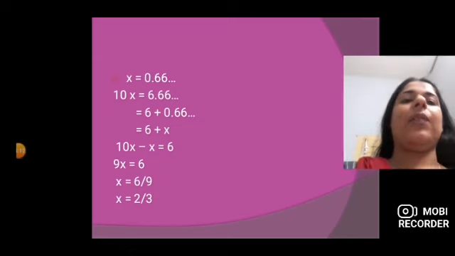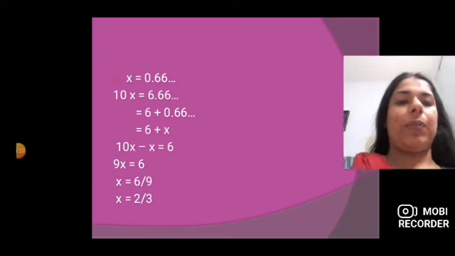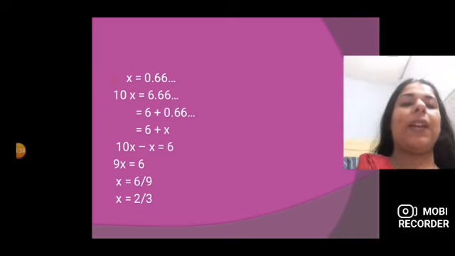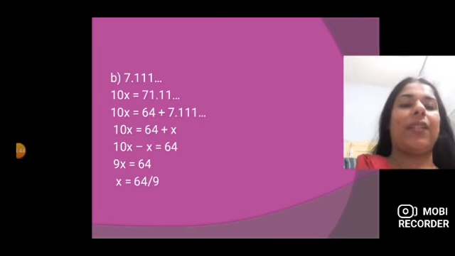Exactly correct. Anyone come to the board and do the problem. So, 10x equal to 6.666. 6.666 is split into 6 plus 0.666, that is 6 plus x. So 10x equal to 6 plus x, 10x minus x equal to 6, 9x equal to 6, x equal to 6 by 9. 6 by 9 can be simplified by cancelling numerator and denominator with 3. Therefore x equal to 2 by 3. Now we have written it in the form of fraction. Another person come to the board and do the problem and explain how we have done it.